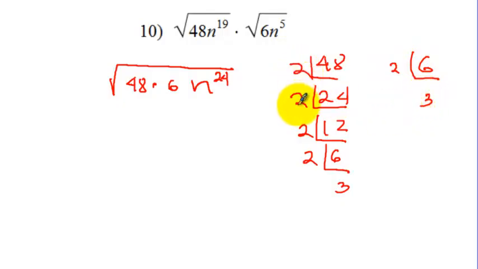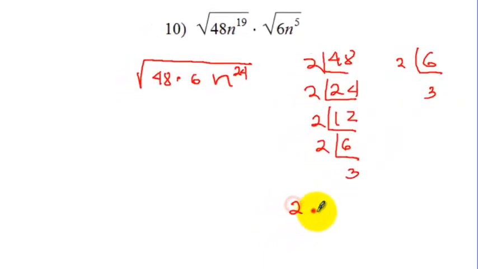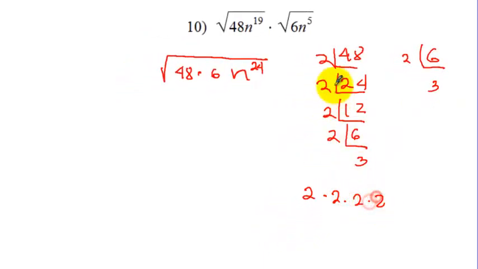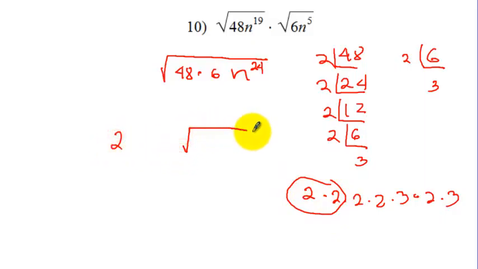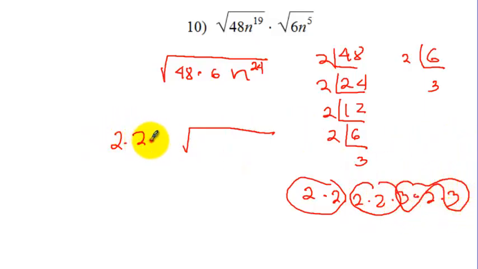So I have 2, 2, 2, 2, 3, 2, and 3. So we can write 2 times 2 times 2 times 2, and then times 3 here, and then times 2, and then times 3. Pair of 2, or another pair of 2, pair of 3, and then the 2 stays inside.